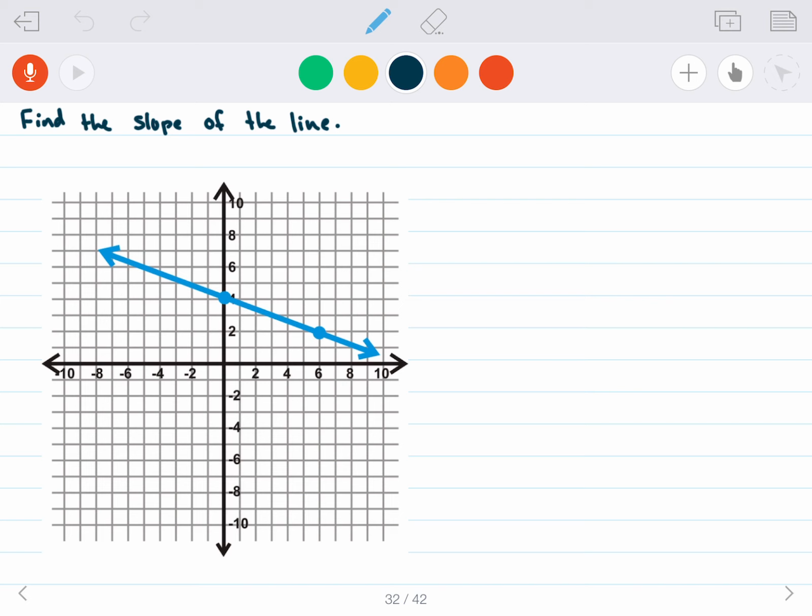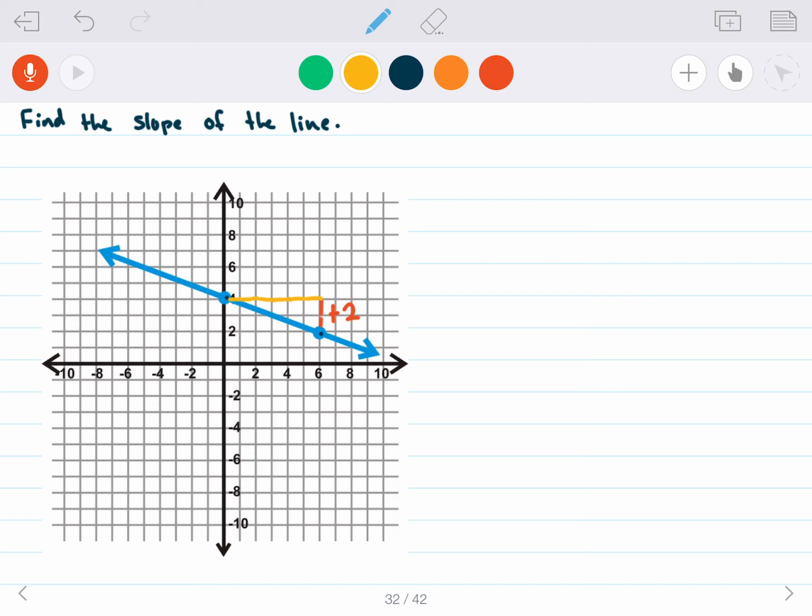All right, find the slope of the line. Okay, so now we have 2 little points here that I'm going to use just for convenience. And so I'll start at this one and I'll go up 1, 2. Okay, so I went up 2. And then I'm going to go to the left 1, 2, 3, 4, 5, 6 until I get to that other point. So I went -6.